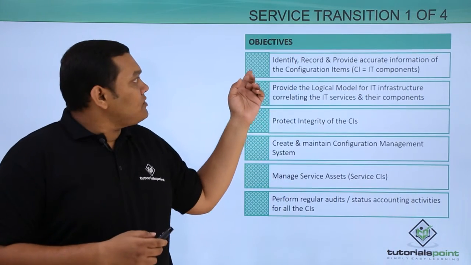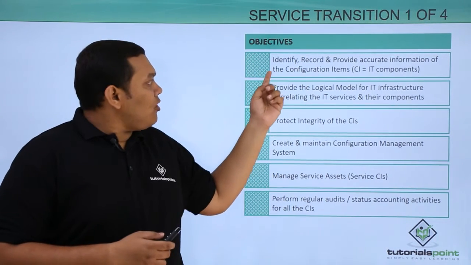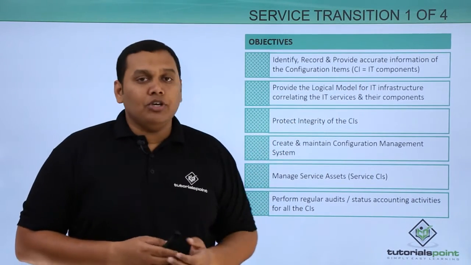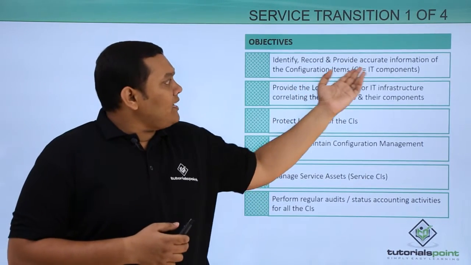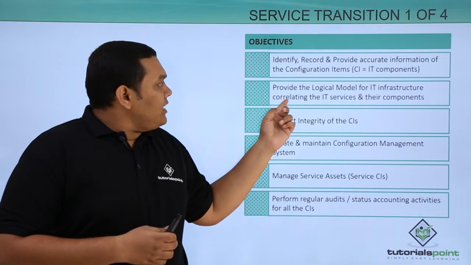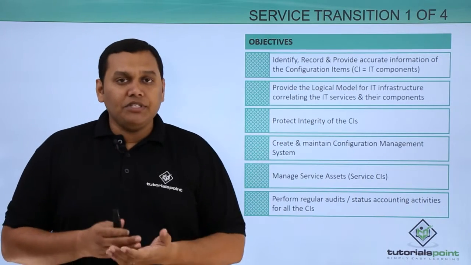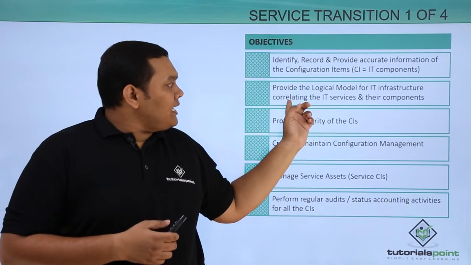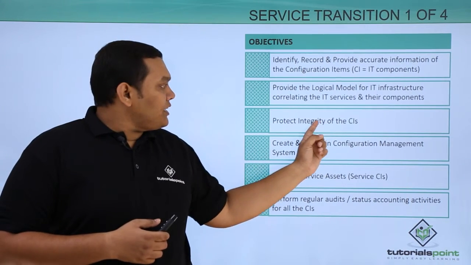Coming to the objectives of service asset and configuration management, the first objective is to identify, record and provide accurate information of the configuration items. They identify and record it based on categories and provide accurate information of the IT components or configuration items. Provide the logical model for IT infrastructure, correlating the IT services and other components. That means it provides a logical model of an IT infrastructure and also relates it with the other IT services and their components.